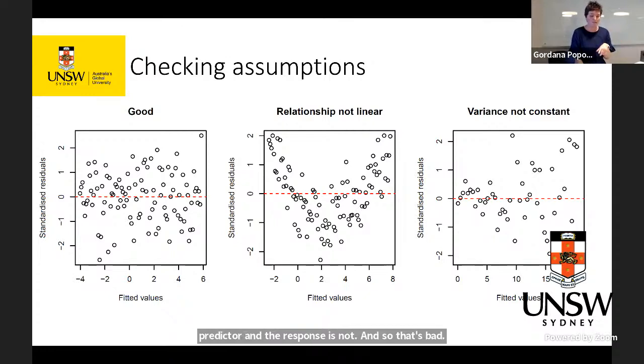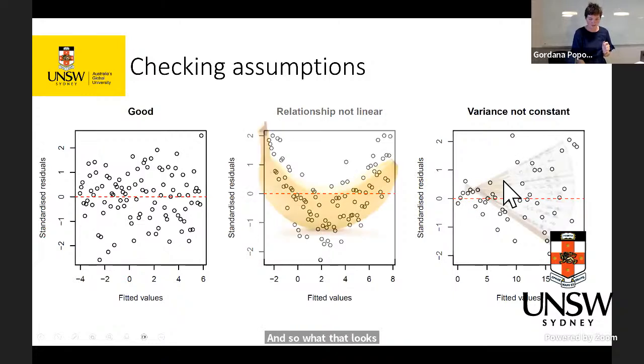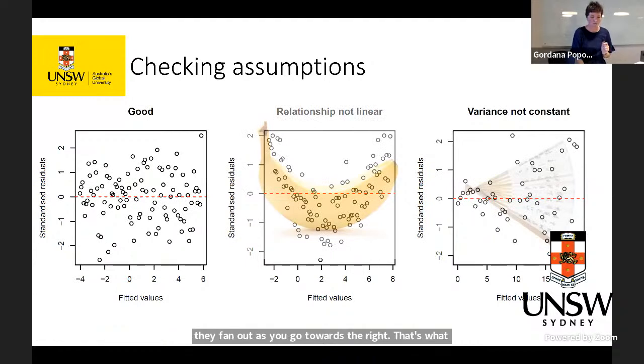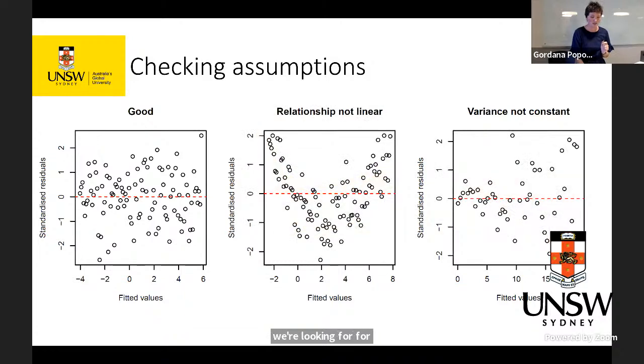The other thing we're looking for is that the variance is not constant. What that looks like is a fan shape. You see the little fan there, how these points are kind of close together and then they fan out as you go towards the right. That's what we're looking for with a variance assumption violation. Okay, so neither of these is good. And the one on the left is what we really want. This is an ideal residual plot. Almost never do they look this good, but this is pretty good.